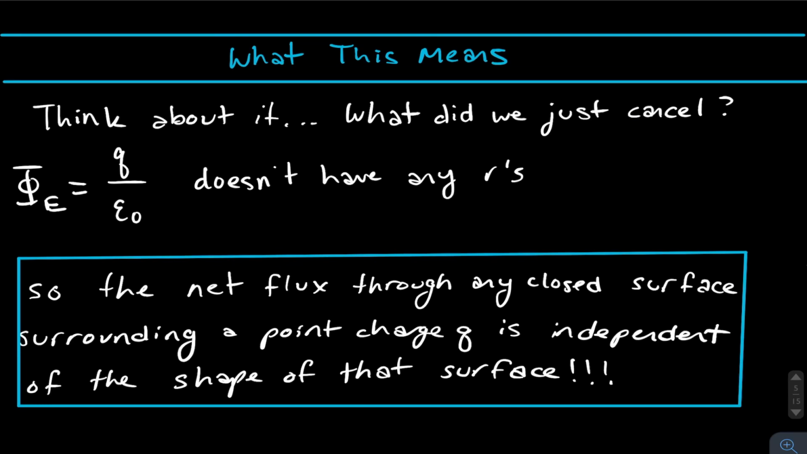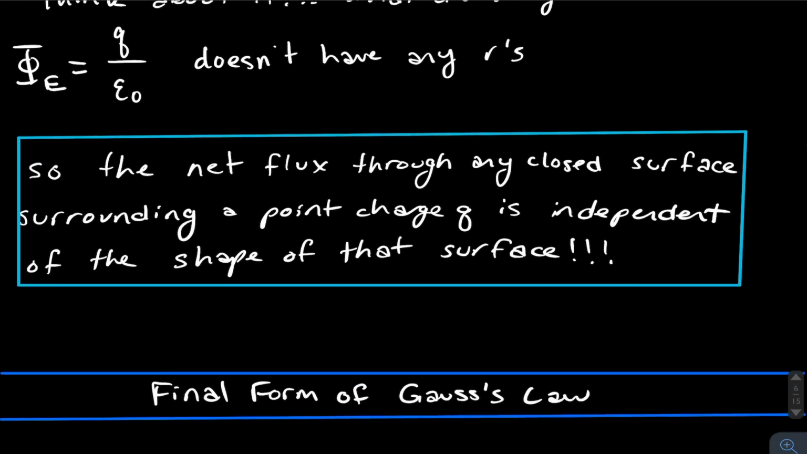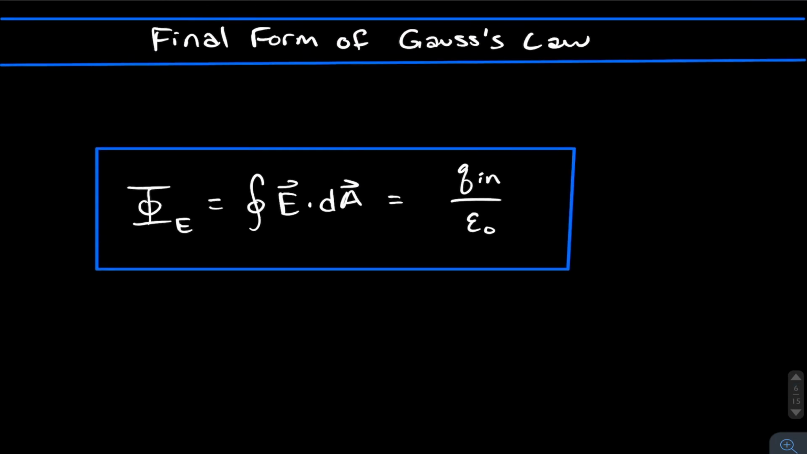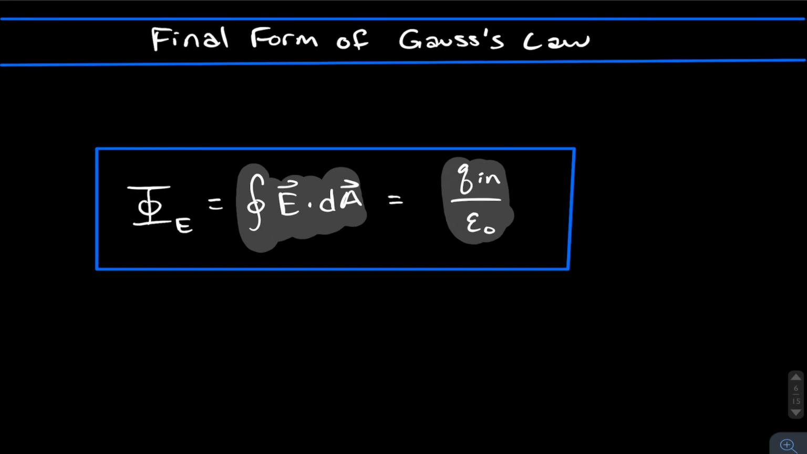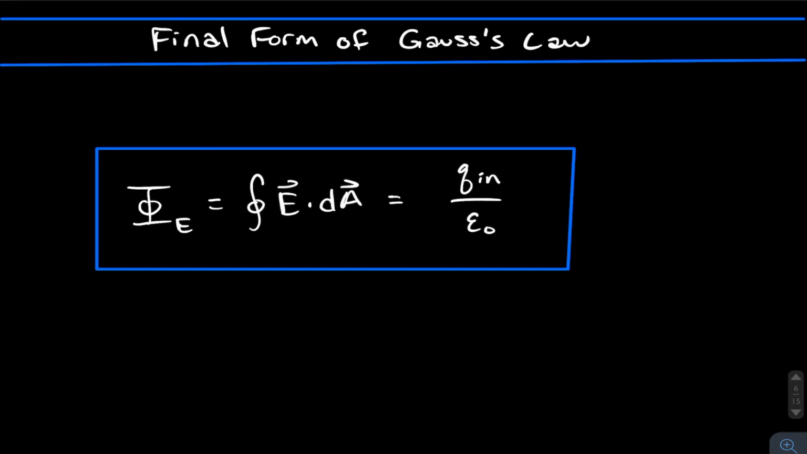It means that the net flux through any closed surface surrounding a point charge Q is independent of the shape of that surface. So pretty cool. The final form of Gauss's law is just that closed integral of E dot dA equals the charge enclosed over epsilon naught, okay, and Gauss's law is kind of giving us what the electric flux actually is, okay.